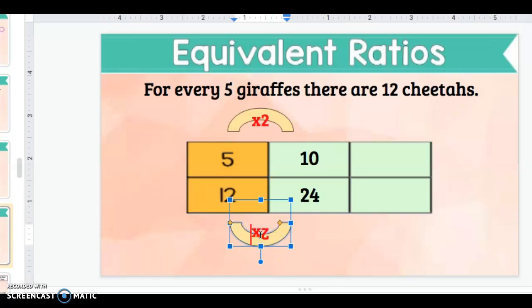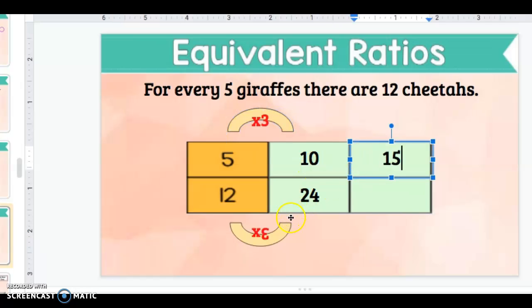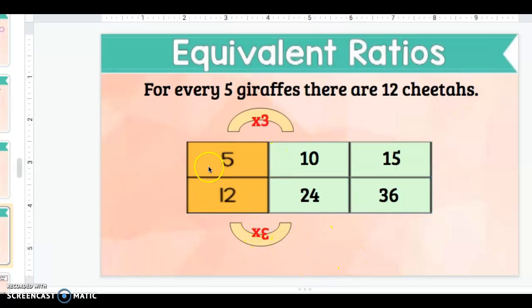Okay, so now we sit here and we're like, okay, well, let's keep the pattern going. Let's do 3. 5 times 3 is 15. 12 times 3 is 36. Now, I could have done 10. I didn't have to do 3, but I did. You choose, as long as it follows the pattern. As long as what you do to the top, you do to the bottom. Okay? So that's the basics of equivalent ratio tables.